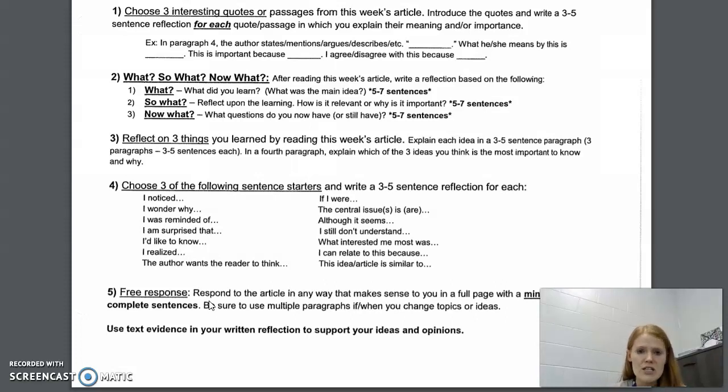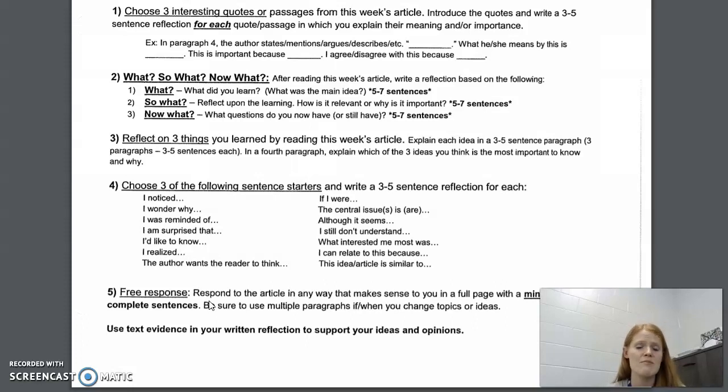So remember, you need to use evidence to support your opinion. So I would say probably about 3 different times you should try to reference the text. Doesn't mean that you have to quote 3 separate times. You can summarize in your own words as long as you provide the page number where you got that from, and that's totally fine.